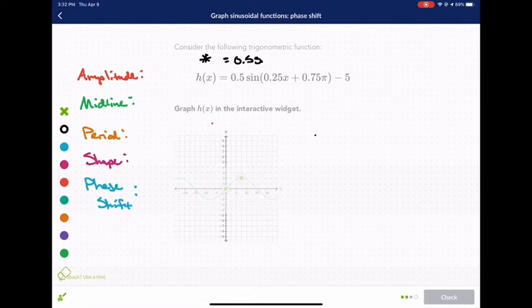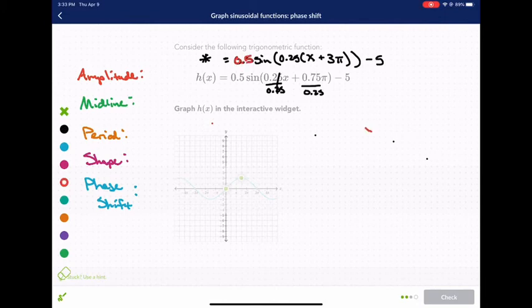All right, so we got 0.5 sine. I'm going to take that 0.25 in front of the x and factor it out in parentheses, so divide it out. So I got a 0.25 in the front, and then what's left over is going to be an x. And then what's 0.75 divided by 0.25? That's 3 pi. There's a pi in there as well. So 3 pi and then minus 5 at the end. So this is the function I want to use. This will give me all the correct information that I need.